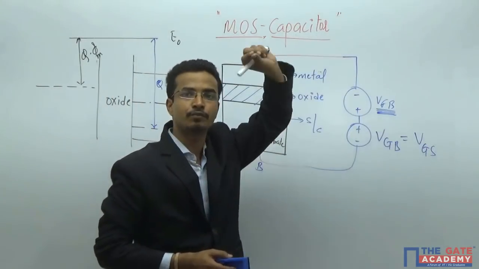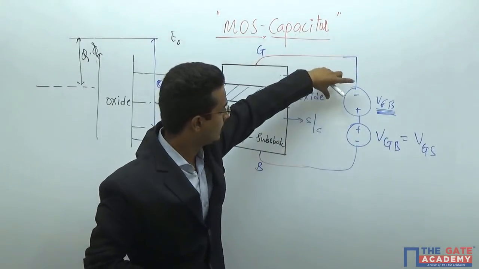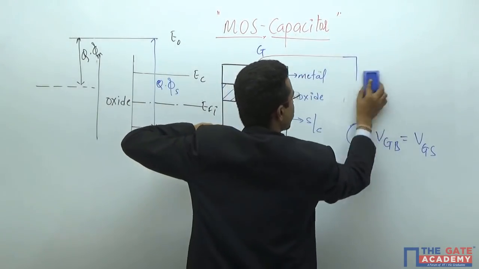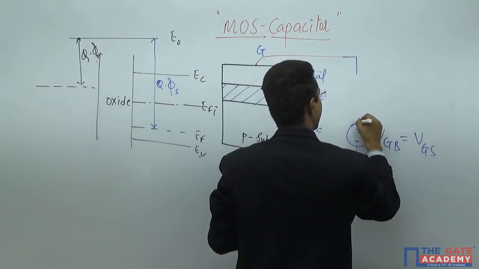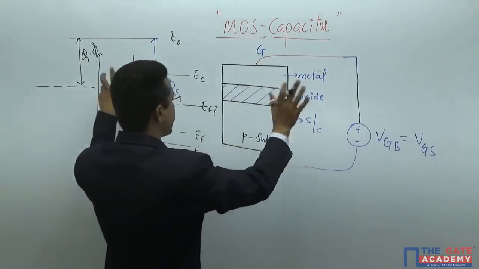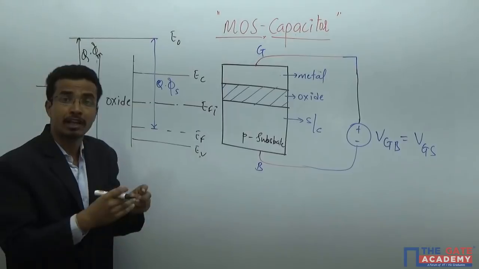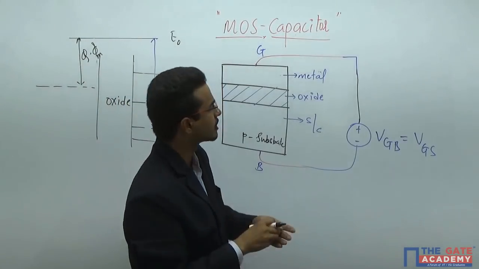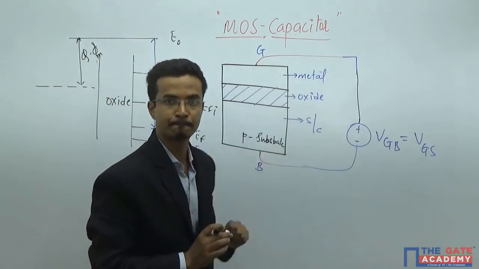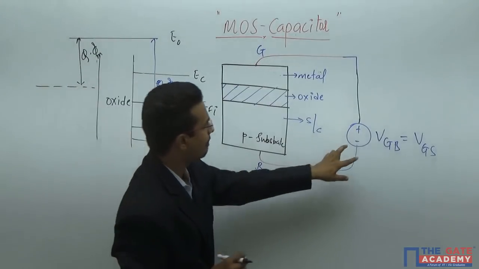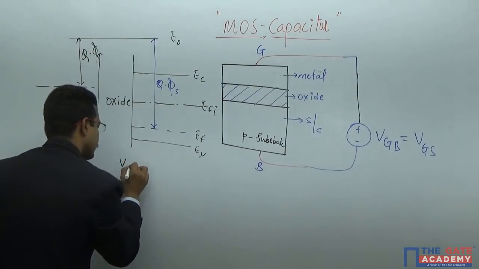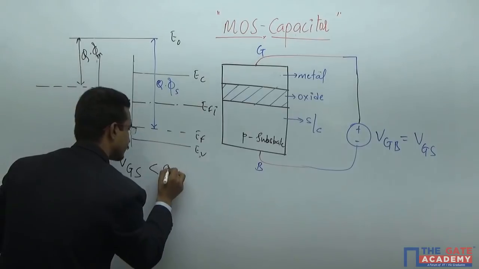Now this will come automatically. So for the first attempt, I am neglecting this because this will create a problem. I am assuming this is a flat case, and whenever I discuss further things, I will introduce this flat band voltage separately. But what will happen if this VGS is less than 0?